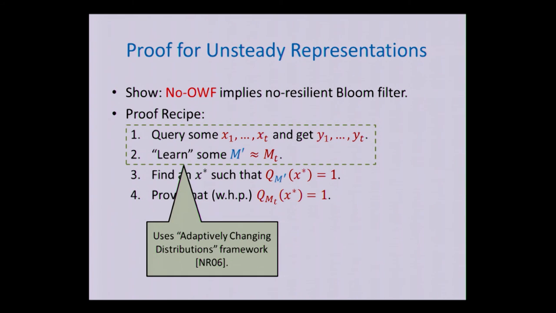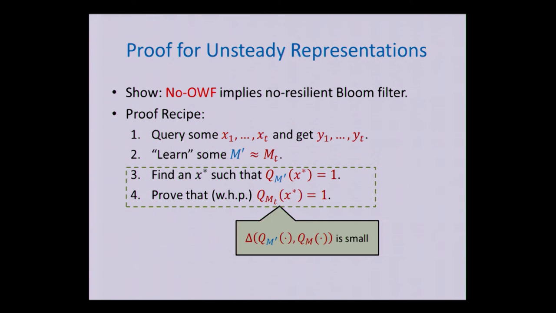So we use a result by Naor and Rothblum, who define this framework of adaptively changing distributions. We don't use exactly their algorithm, we modify it a bit, but essentially we use their algorithm for learning such distributions under the assumption that one-way functions do not exist. And for technical reasons, the number of queries goes from m over epsilon to m over epsilon squared. And this other part also becomes much harder, since our guarantee of similarity is only that these two distributions are close in statistical distance. But essentially, this captures the proof for the unsteady case.